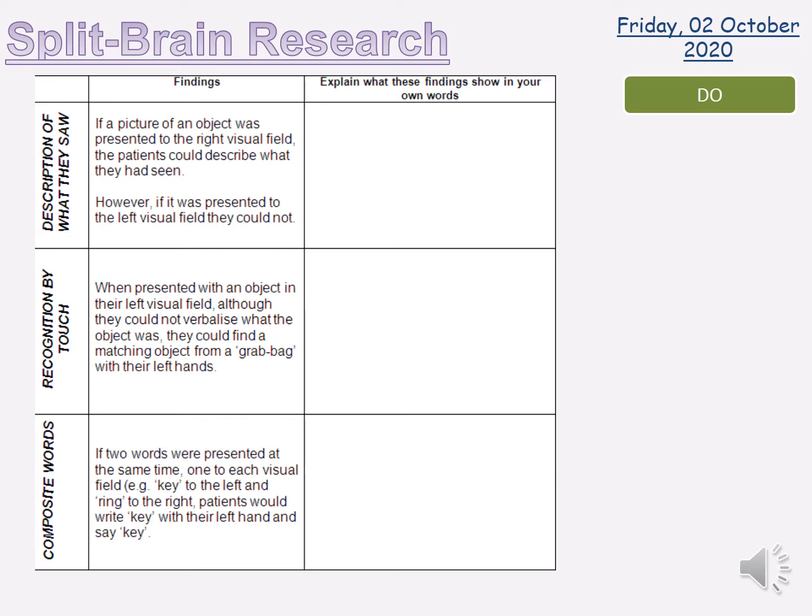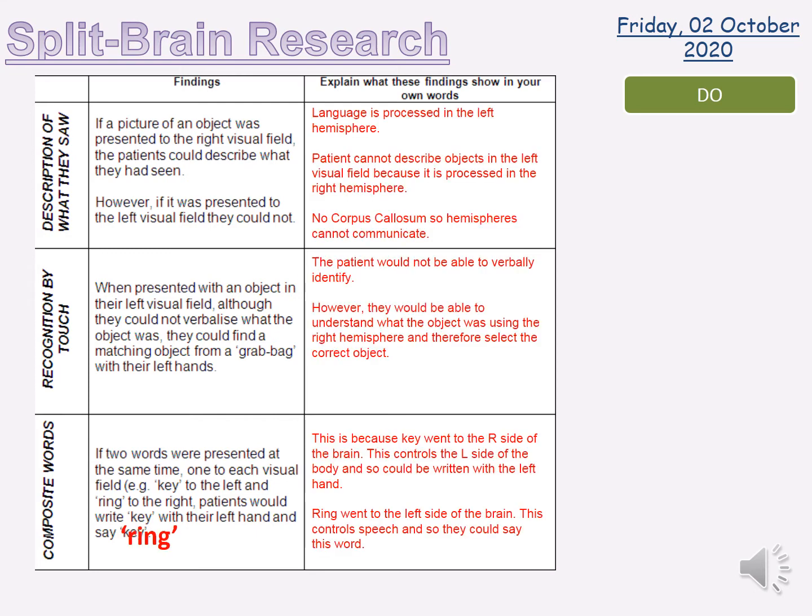For composite words, if two words were presented to people at the same time, one to each visual field, for example, key to the left and ring to the right, the patient would say ring, however their left hand would write key. So they would say ring rather than key. That's the typo, and I have corrected it on this slide.